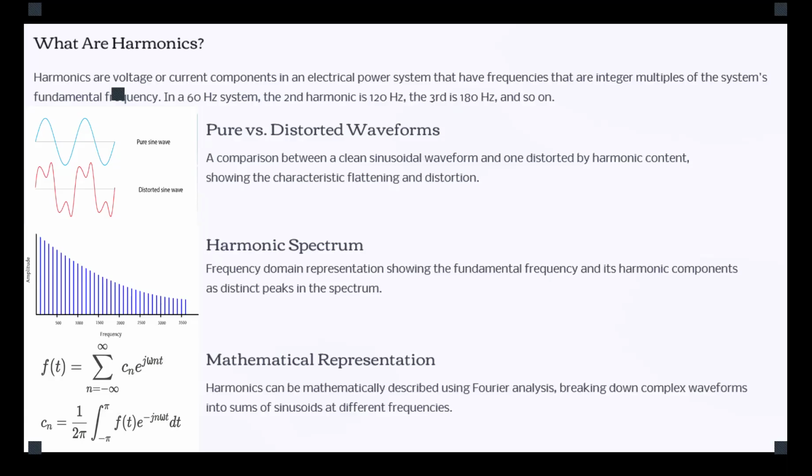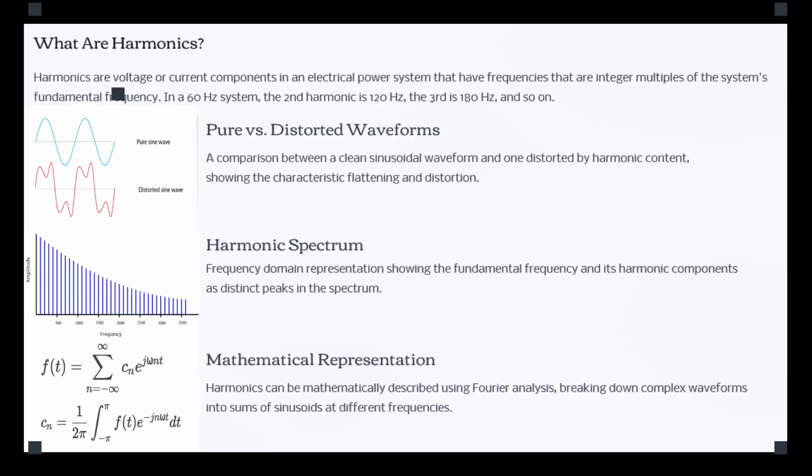Now, harmonics happen basically when the electrical waveform deviates from a pure sinusoidal shape. So instead of a perfect wave, the current or voltage becomes bumpy or jagged, because some devices use power in an irregular pulse rather than evenly, like the old technologies that we had.